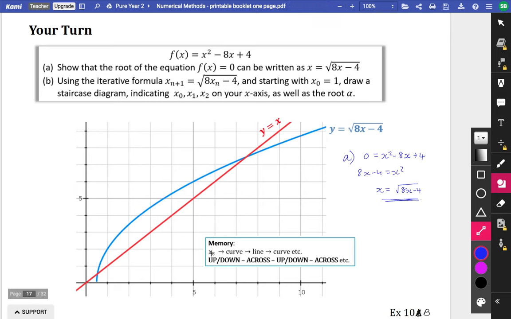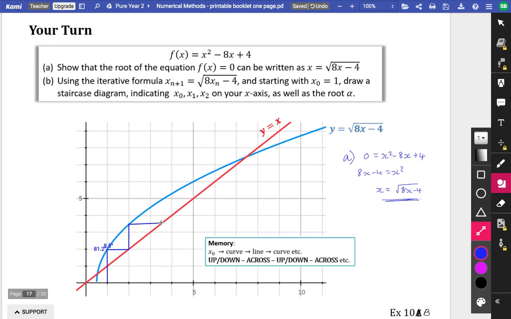So, quick reminder, you start at x0, you go curve, line, and it's always up and down, across, up and down, across. So the x0 they wanted us to do is to start at x0 equals 1. So here is my x0 equals 1, and we're going to start off going here. We're then going to come across, and that is now going to hit down here at what we think x1 is going to be. This was x0. And I'll add these on afterwards. This is going to be x1. We're then going to go to the curve, and then we're going to go across, and this is going to be x2.